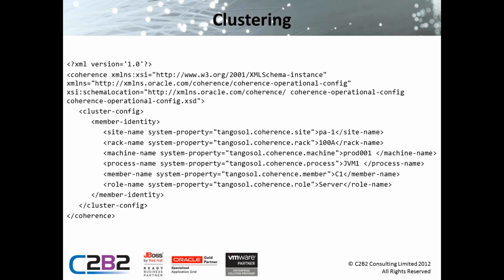And here lastly is the member identity configuration that I mentioned earlier. This is quite important with the level of granularity that you can have for monitoring. You can see there are system properties for site name, rack, machine, process, all the way down to member and role. Each of these are fairly loose definitions. It's up to you how you want to use those, but the system properties are named there as guidelines to how you want to use them.